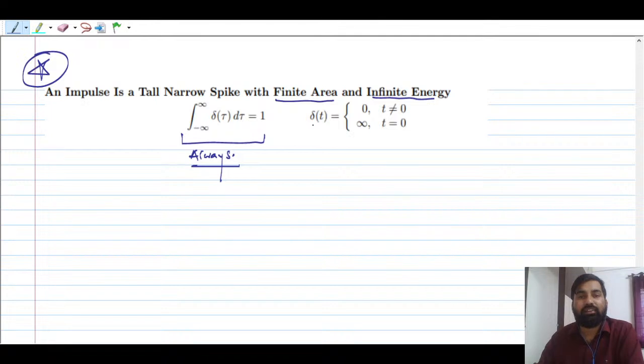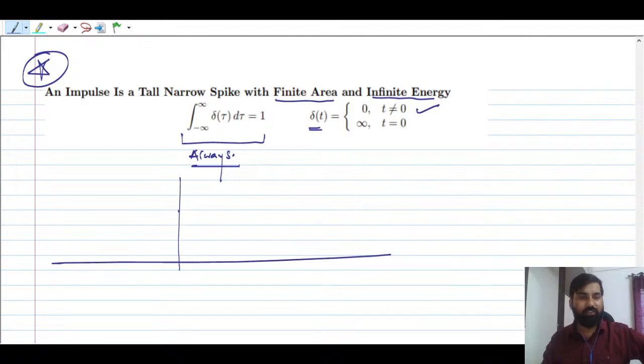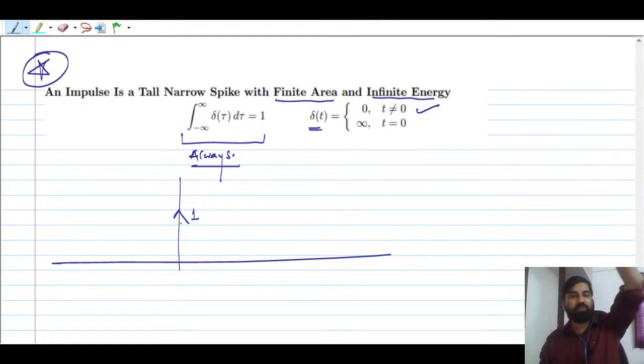Okay, and delta of t is defined like this. For t other than 0, it is going to be 0. Understood? So this is very important to keep in mind. So how does this function look? Let me draw here. This arrow shows that this is going to infinity, and this one shows that this is nothing but an area.